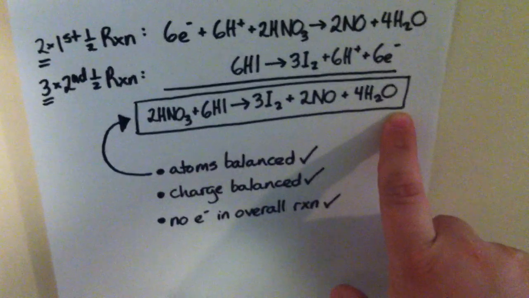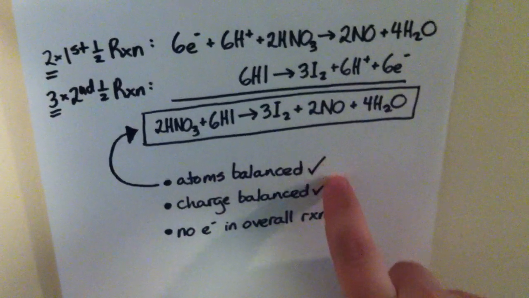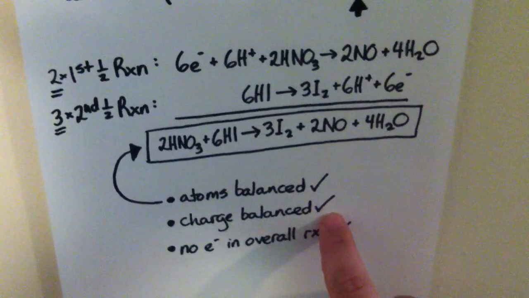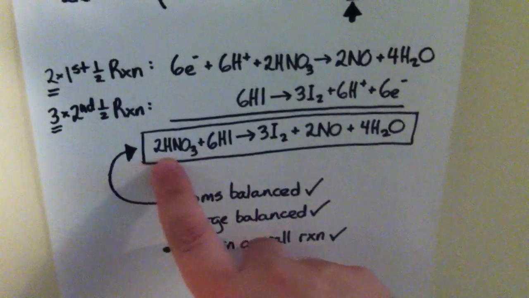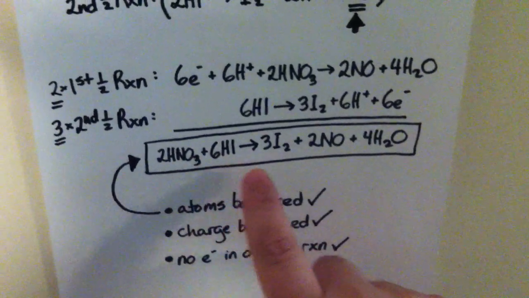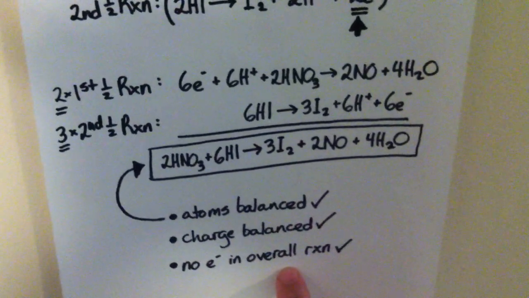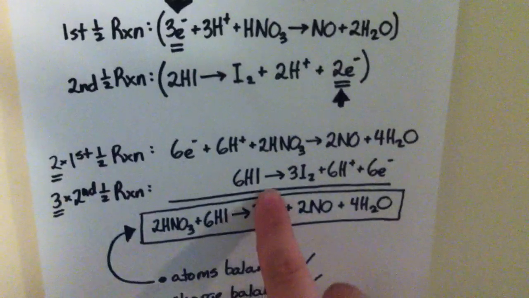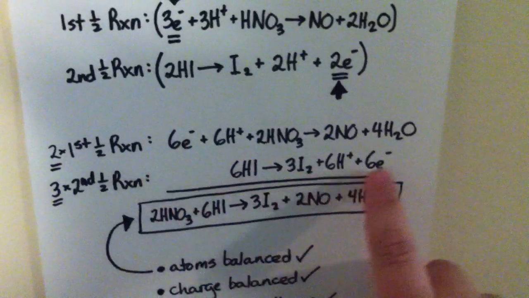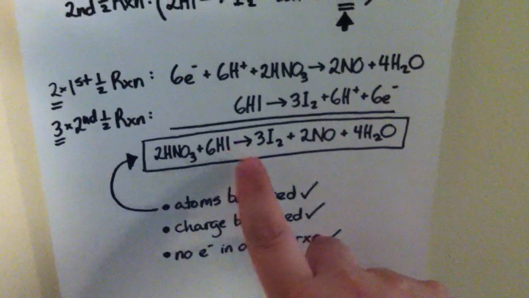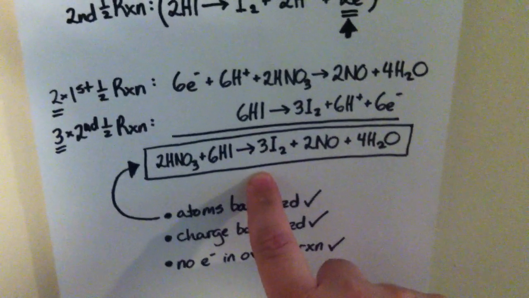Now, taking a look at the overall reaction, do your 3 checks. My atoms balance, my charge balances. I've got total of 0 charge on the left, total of 0 charge on the right, and no electrons were left over in the overall reaction because if you look up top, my electrons canceled out on either side. So this checks out. This is the correct answer for number 1 for the lecture handout.